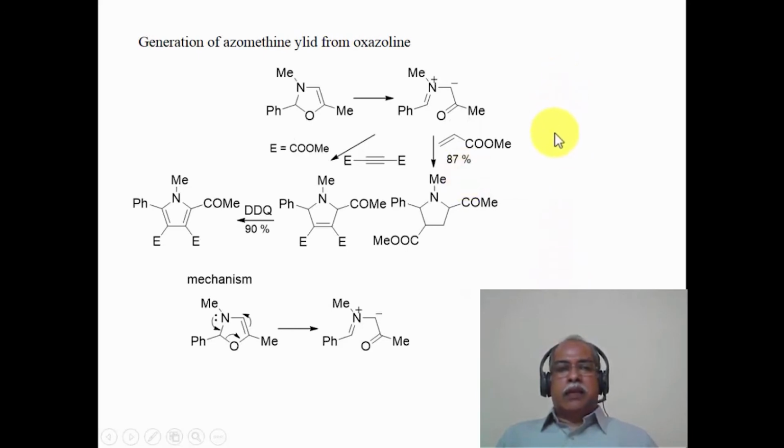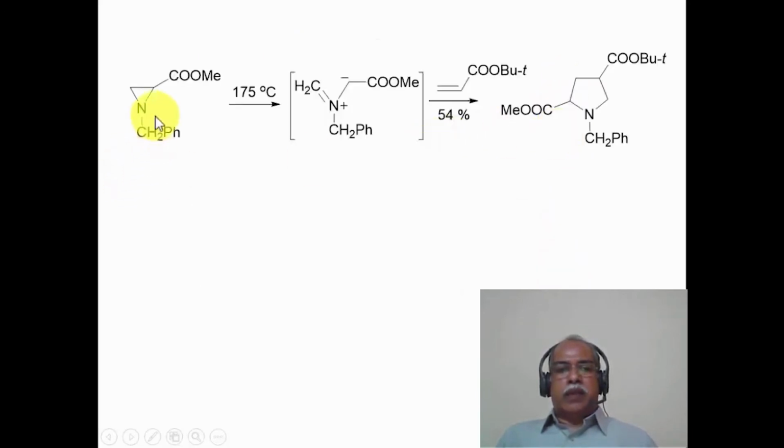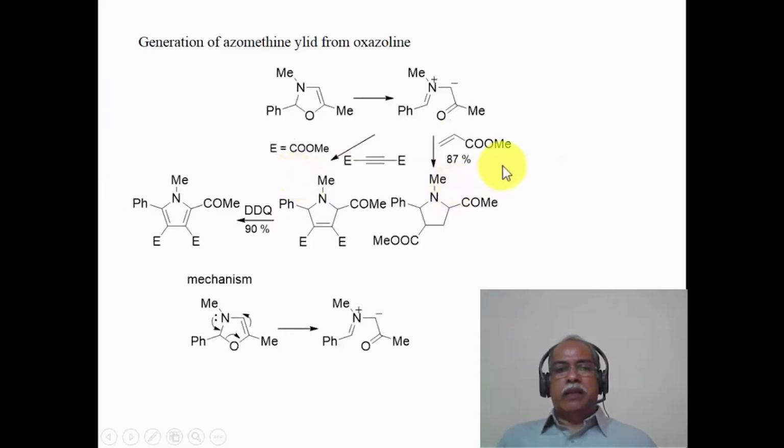Generally, azomethine ylides can be generated from the decomposition of aziridines. Alternatively, they can also be generated by the decomposition of oxazolines. Oxazolines undergo decomposition to produce a ring opening reaction to give the azomethine ylide derivative that can be trapped either with an alkyne or an alkene, as the case may be, to produce the corresponding heterocyclic system in this case. This dihydroheterocyclic system can be aromatized by oxidation with DDQ to form the pyrrole derivative, which is this particular derivative that is shown here.